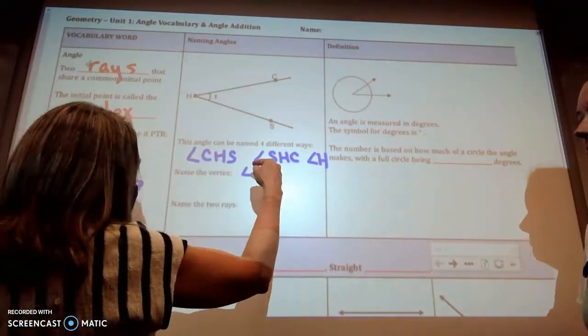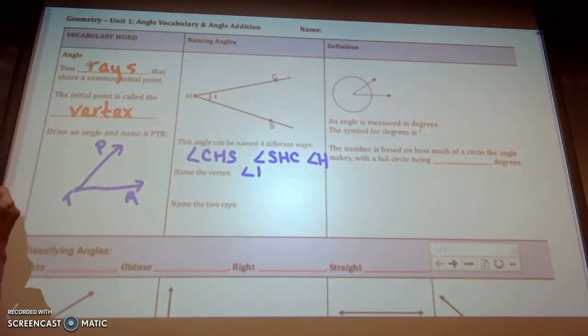So all of those things should fit in this little bitty space. Looks like we didn't leave enough room. Oh well. Should I redo that? No.